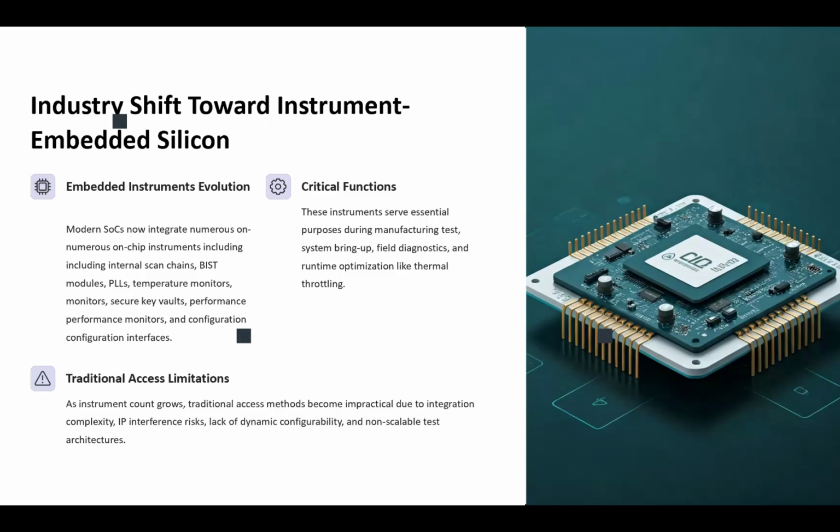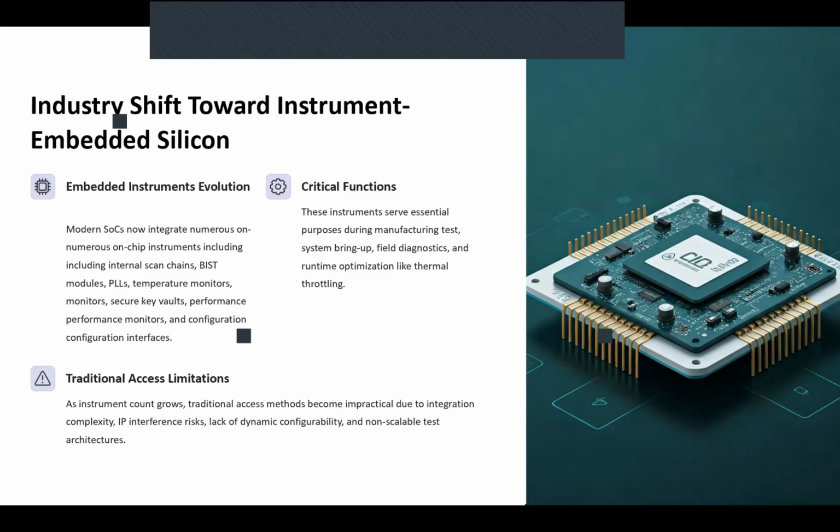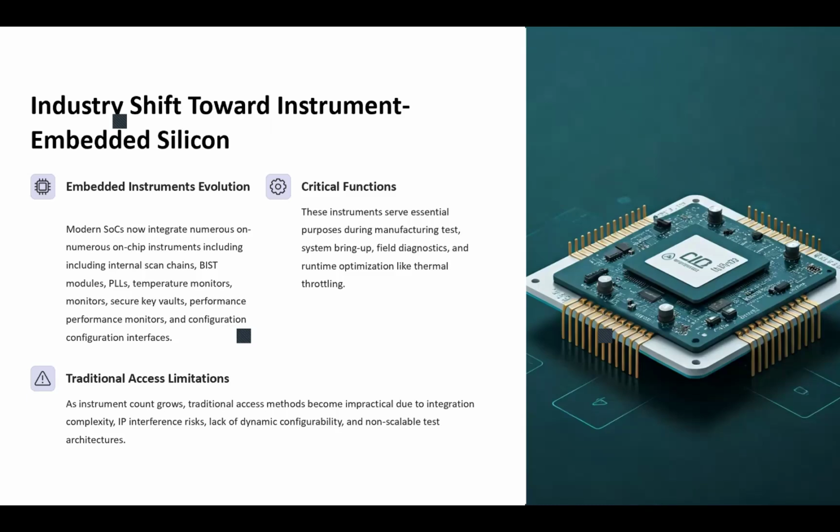We are seeing a broad industry shift toward embedding these functions directly inside the silicon itself. So basically, these are what we call embedded instruments. Now, what exactly are these embedded instruments? Those instruments can include an internal scan chain or built-in self-test blocks, or even PLLs, the temperature monitors, security wallets, or the performance monitors. All of these are now embedded on the chip, and they play a very important role during the manufacturing test or field diagnostics, and even real-time optimization during the operation of those devices.